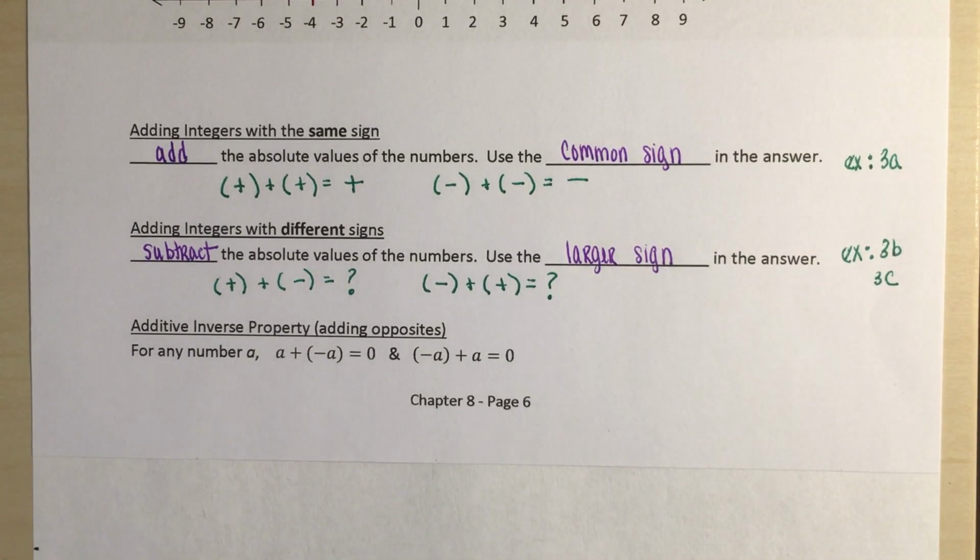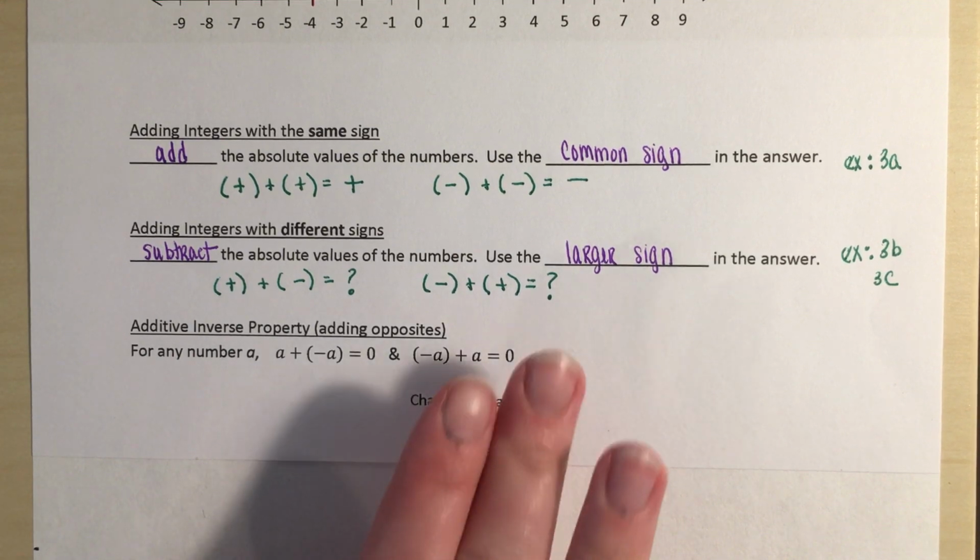Now the other thing to mention down here at the bottom is our additive inverse property. If we have opposites, exactly the same number with one positive and one negative, they're going to cancel each other out. A positive and a negative of the same number are always going to give us 0. Positive 5 and negative 5 cancel each other out and give us 0. So we're going to work through some examples using these rules.